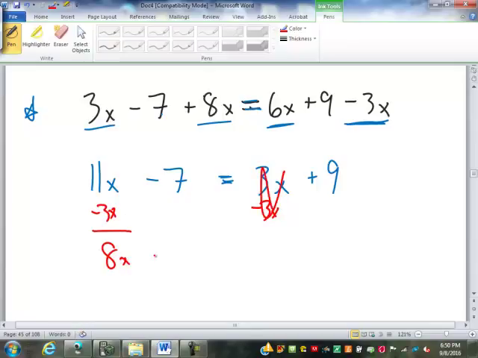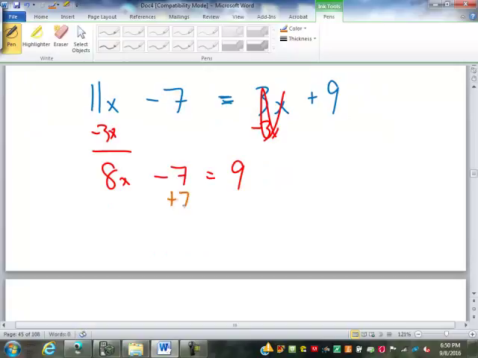So we have 8x minus 7 equals 9. And then add 7. 8x equals 16, and then divide by 8. X equals 2. How many got x equals 2? Good.